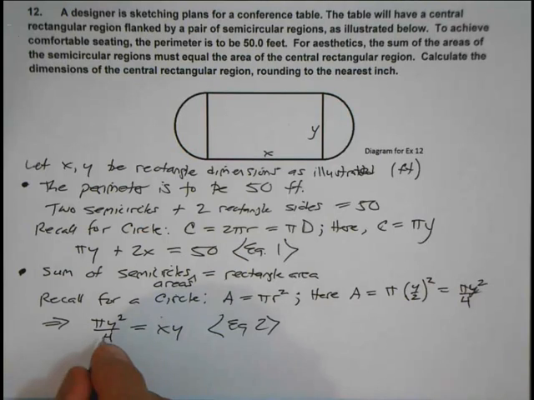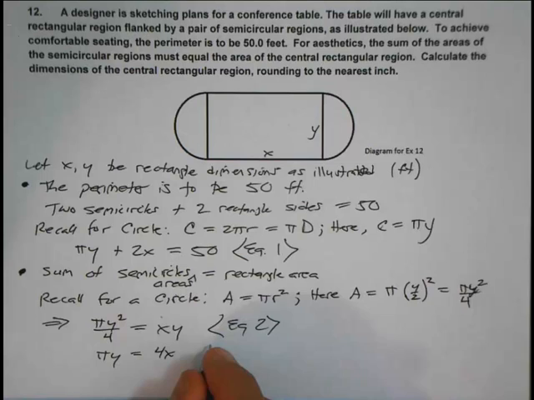Now, this equation here, you may decide to simplify matters a little bit. Maybe multiply both sides by 4, get rid of the fraction. Divide both sides by y, take out a y here. And y cannot equal 0 anyway because it's physically a dimension on a table, so it can't be 0. Alright, here we go then. This would leave us with pi y equaling 4x. This could be equation 2a.